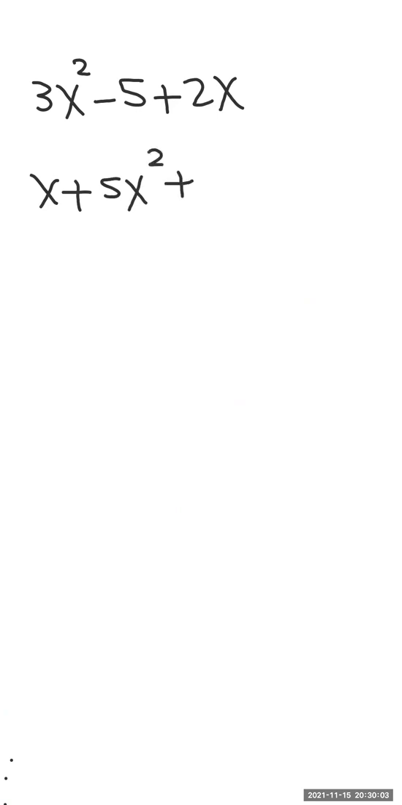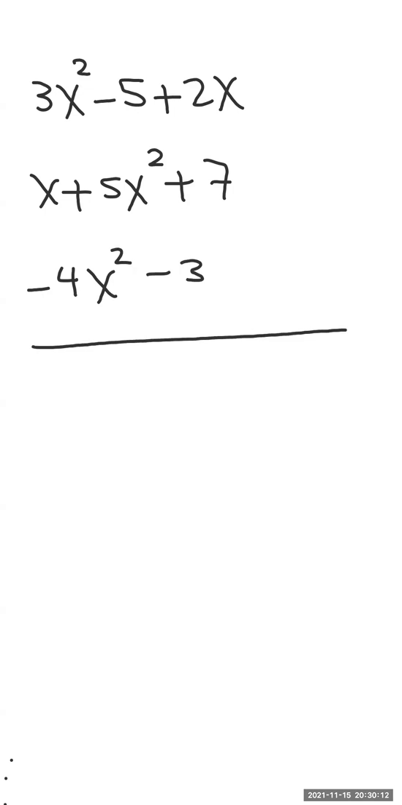Add, no, sorry, it's 3x squared minus 5 plus 2x, and x plus 5x squared plus 7, and then negative 4x squared minus 3. To add these terms, as we said before, just add the like terms. So the first one, x squared. Search for x squared, this one, and also this one. So 3 plus 5 equals 8, minus 4, so it will be 4x squared.